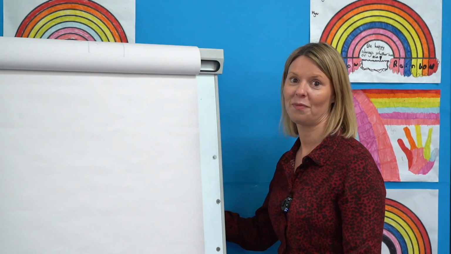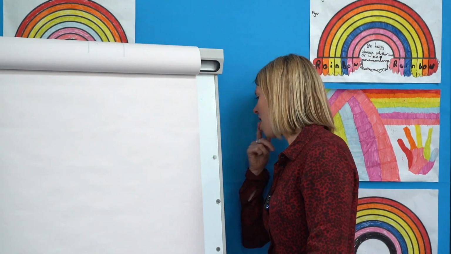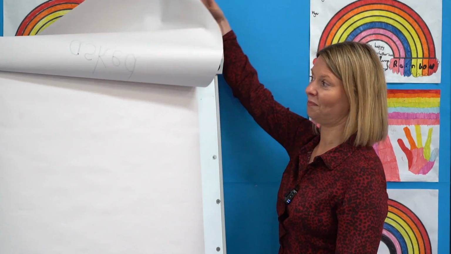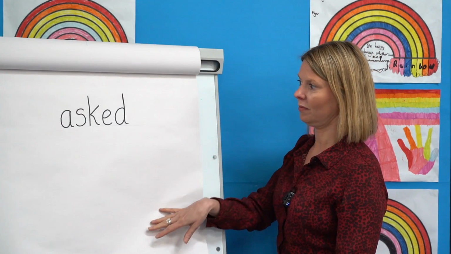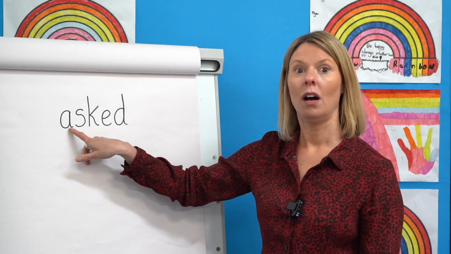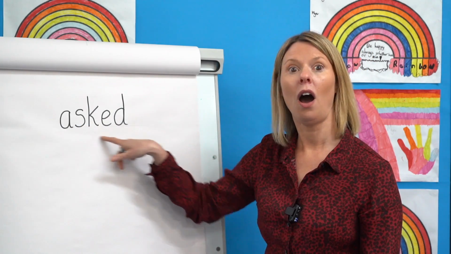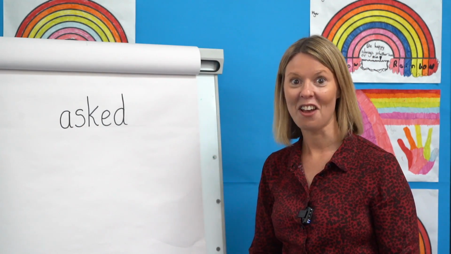Let's hide it. Have a go. Asked. What's the tricky bit? The letter A says R, and remember you need ED on the end. Write it down. Let's check. Asked. Did you get it right?